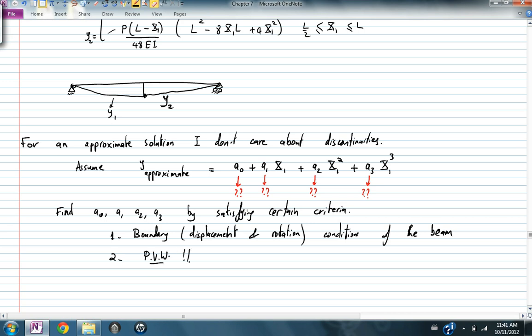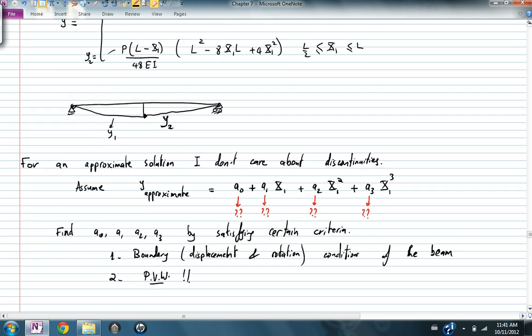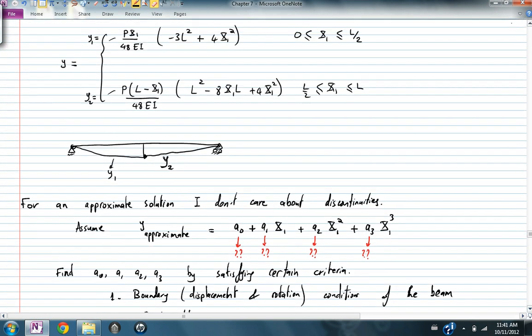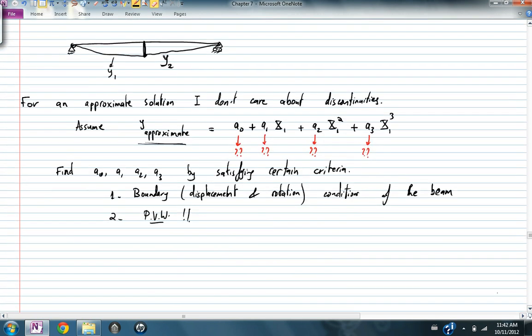So if I satisfy this, I'm happy with this solution, though I know it's not exact because the exact solution is made out of two functions that are separated at this point. But I'm choosing an approximate solution that is smooth and continuous throughout the whole beam. Okay, so let's now use these two criteria to try and find A0, A1, A2, and A3.